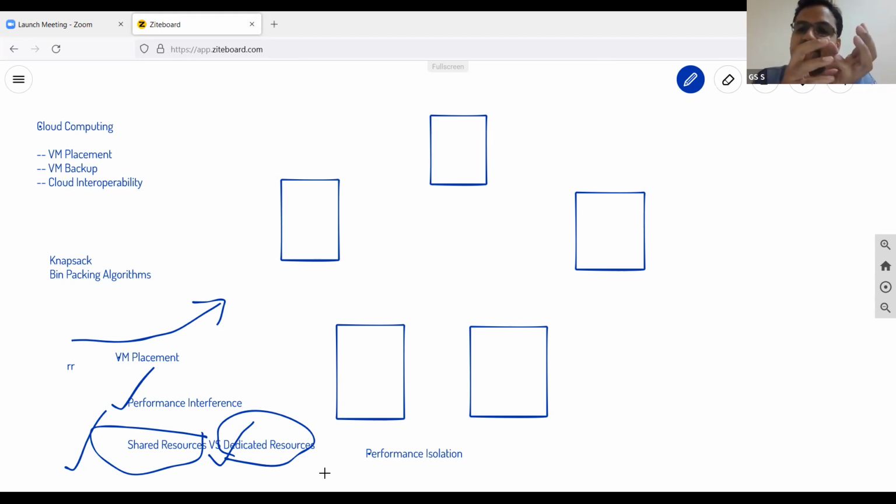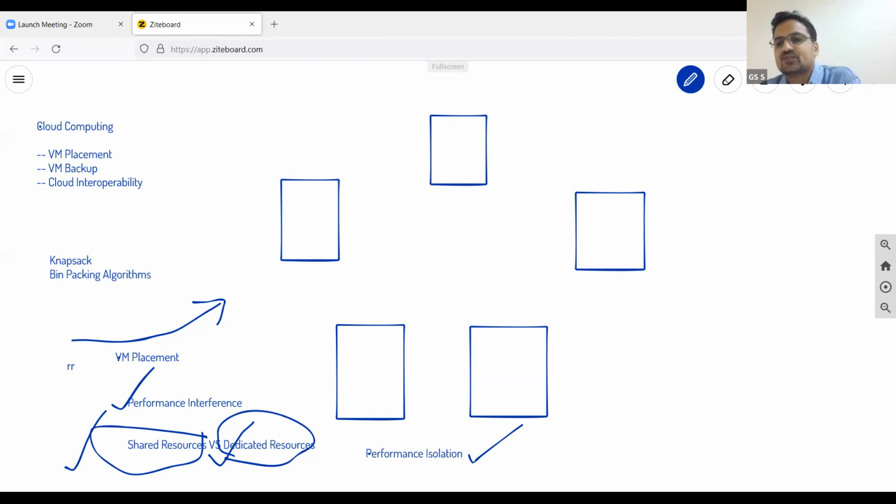If two HPC applications are kept together on a single physical server, they should not be sharing CPUs. Otherwise, they will create problems for each other. This is the whole story of performance interference or performance isolation, right? Today we talk about containers. Containers provide very good isolation, greater isolation than virtual machines.